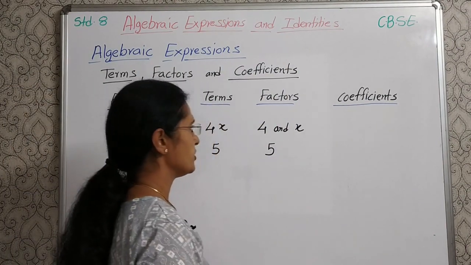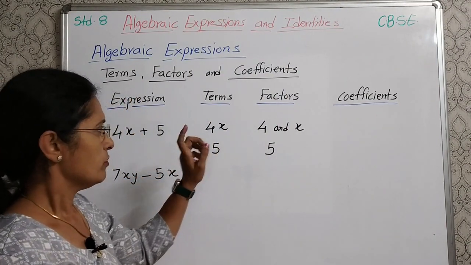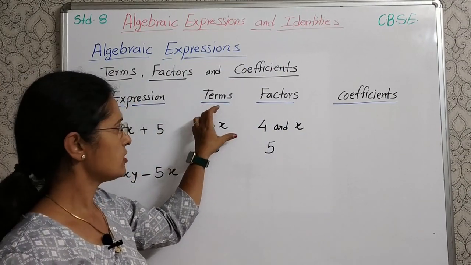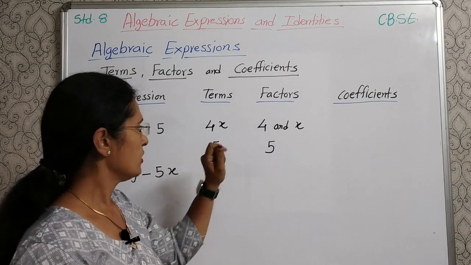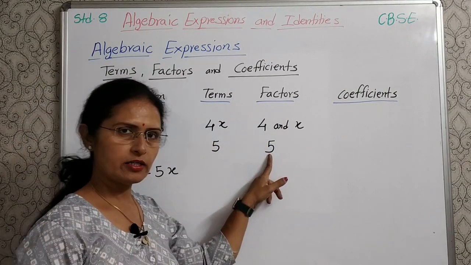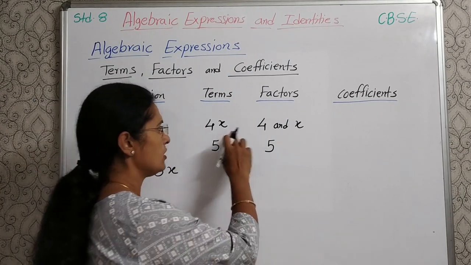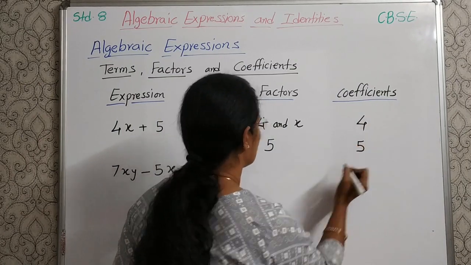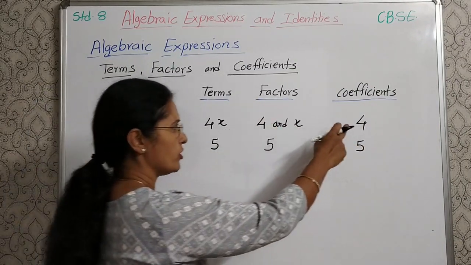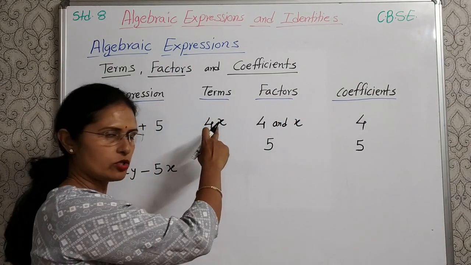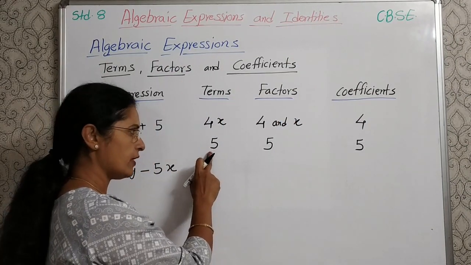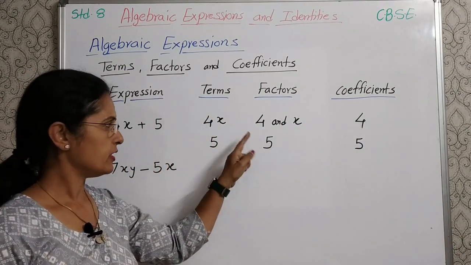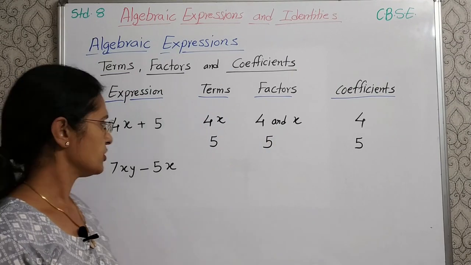Now what are coefficients? The numerical factor of the term. Now for this term the numerical factor is 4, and for this term the numerical factor is 5. So the coefficients are numerical factors. So here 4 and here 5. So for this term 4x, the coefficient is 4 because it is a numerical factor of this term, and for this term 5, the coefficient is also 5 because there is only one factor and that is 5.